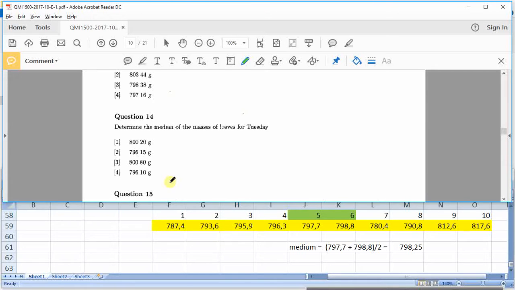Told you. Okay, determine the median of the following data set in ascending order. The number of observations is 9, so the median would be the 5th. Here, how many observations? 10. So it'll be 11 divided by 2, which is 5.5. There's nothing wrong with the working, but the answer's not right. It should be 798.25.